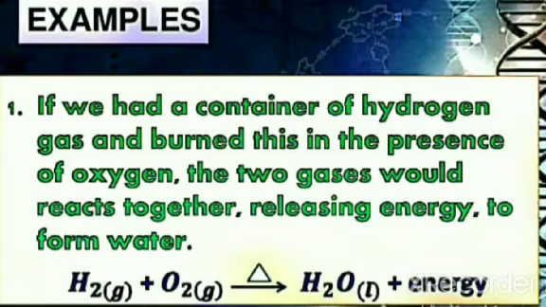Consider the reaction of hydrogen with oxygen to form water. How can you write the skeletal equation? The reactants are hydrogen and oxygen. So these should be written on the left hand side of the equation, and the product is water. It should be written on the right hand side of the equation, and you should place an arrow between the reactants and the products.